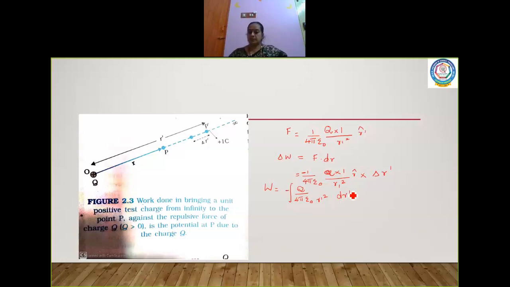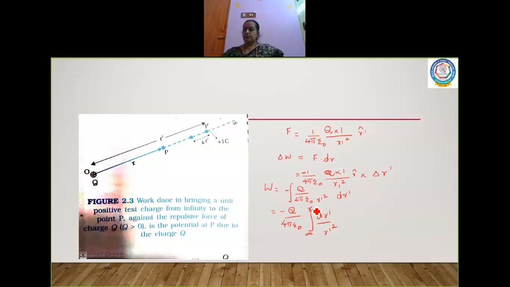Okay. Now I am going to take the constant out for integration. So here I take minus Q out, then 4 pi epsilon naught out. I have the integration of dr dash by r dash square. Now with the limit: from where am I bringing the test charge? From infinity to what position? R. So I give the limit infinity to R. Is it clear, children? Do you have any doubt here? Okay, now let us proceed with the integration part of it.